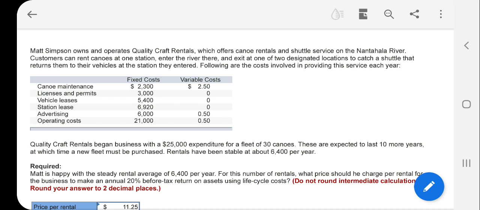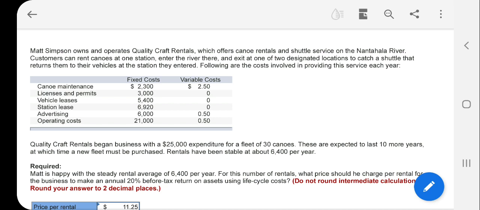Matt Simpson owns and operates Quality Craft Rentals, which offers canoe rentals and shuttle service on the Nantahala River. Customers can rent canoes at one station, enter the river there, and exit at one of two designated locations to catch a shuttle that returns them to their vehicle at the station they entered. Following are costs involved in providing this service each year.